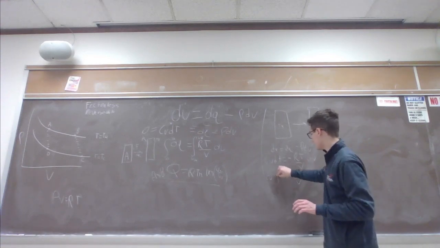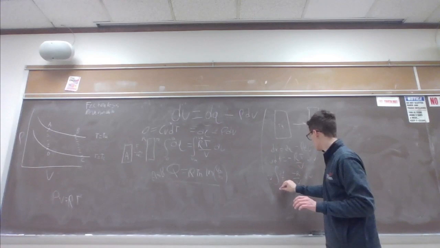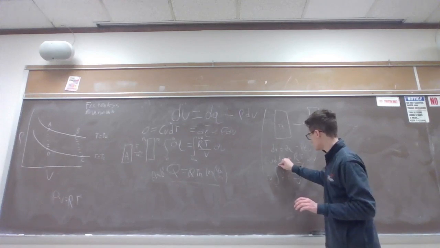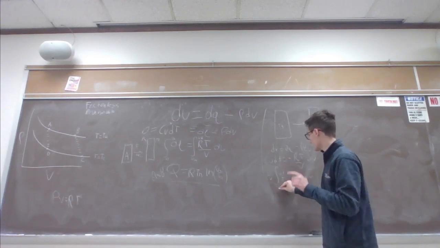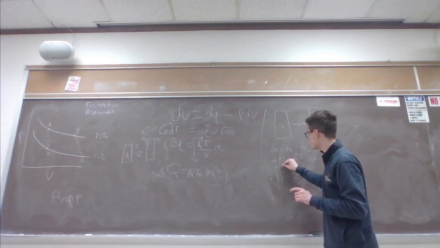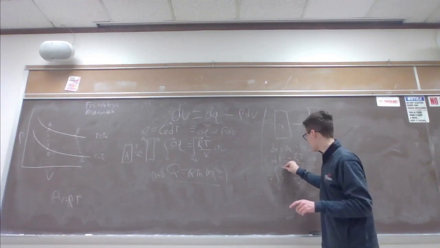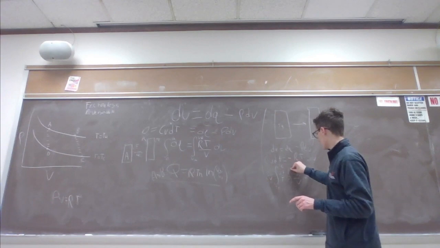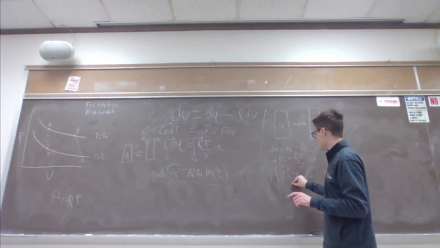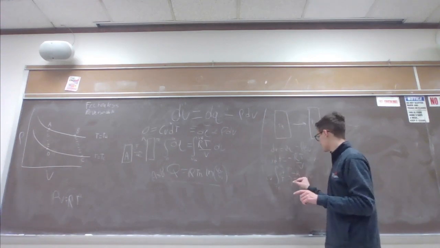Then we would integrate with respect to T from T1 to T2, so we would start at TH and we would end at TC. That's important. And from here, we would also integrate this side. I believe we could pull the R out. We would integrate from VB to VC.